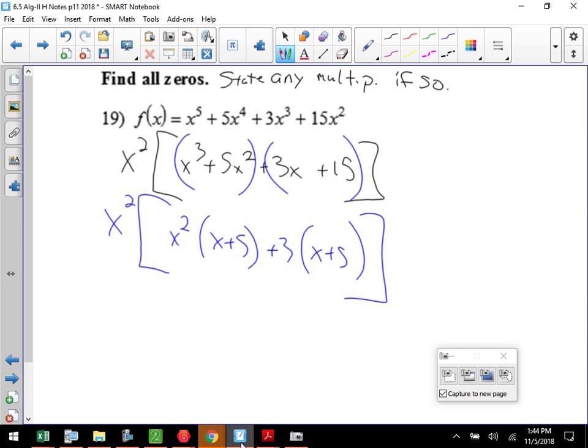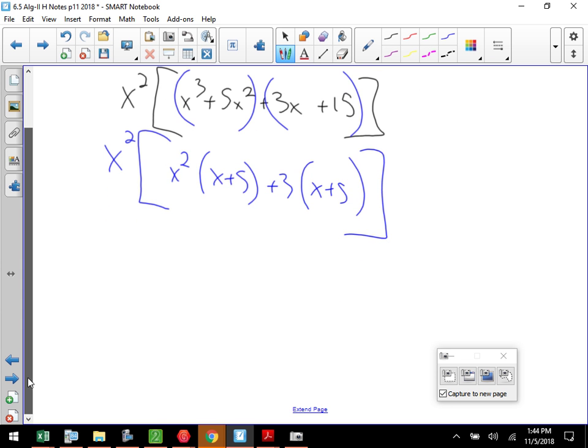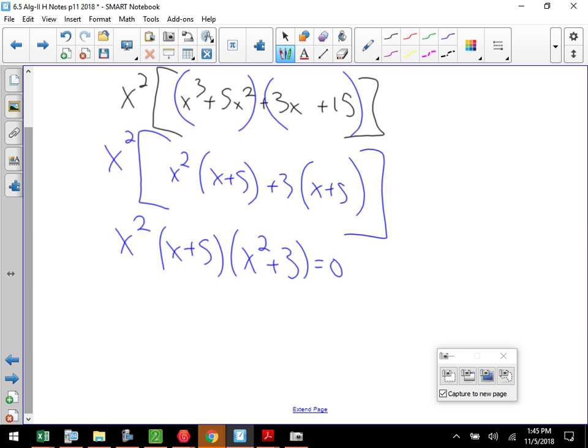Are the 2 things in the parentheses the same thing? Yes. And like we said, that's a really good sign. Okay? So you're left with x squared, x plus 5, and x squared plus 3. That means we have enough info to state all of our zeros. One of them is really, really easy. -5. Now you're saying 0.